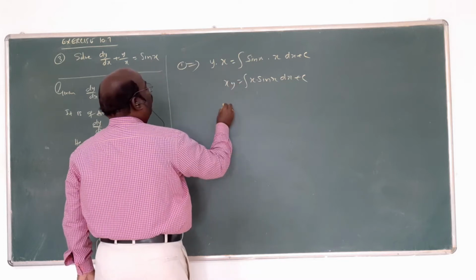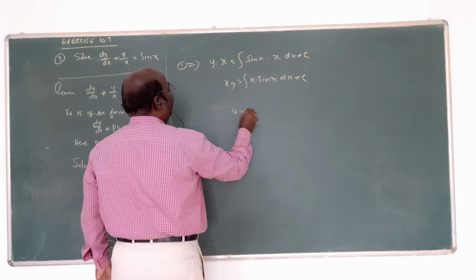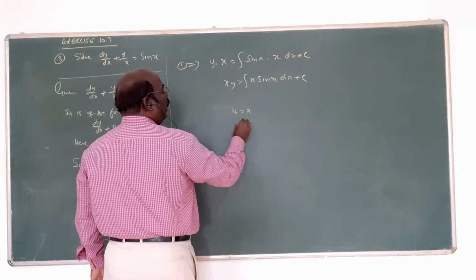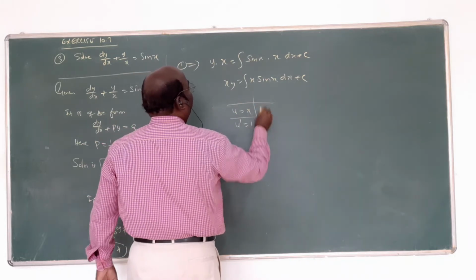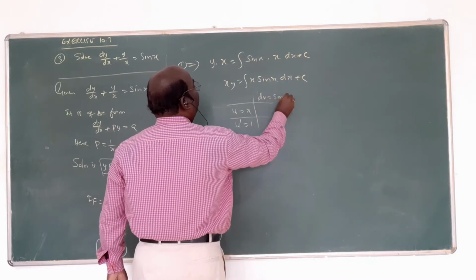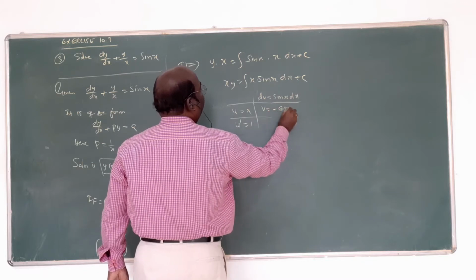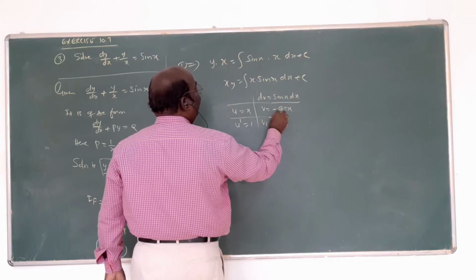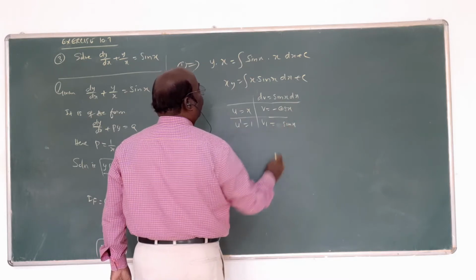Therefore we use integration by parts. Am I right? U equals x, u dash is 1, u double dash is 0. dv equals sin x dx. Integrating sin x becomes minus cos x. Again, integrating minus cos x becomes minus sin x. Am I right?